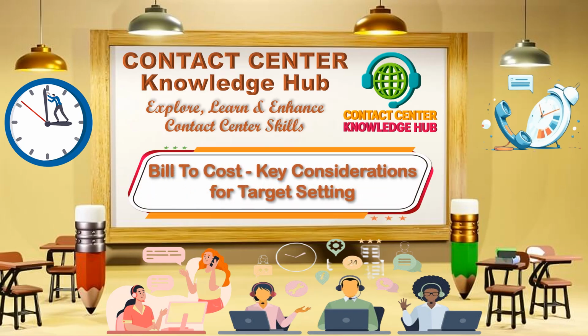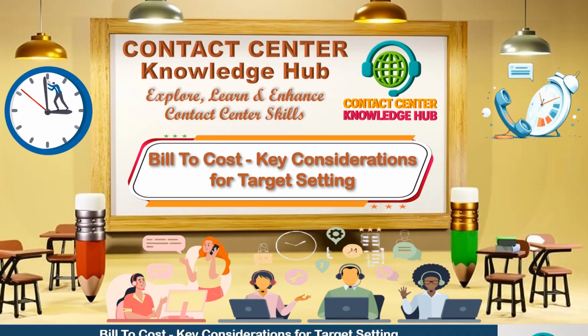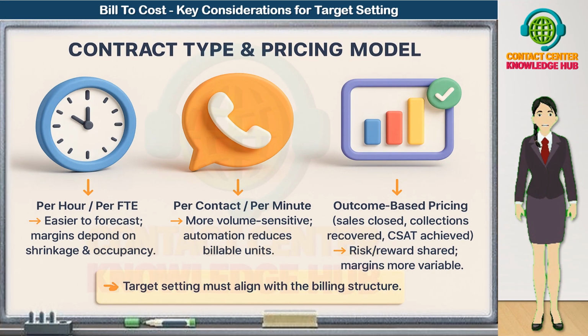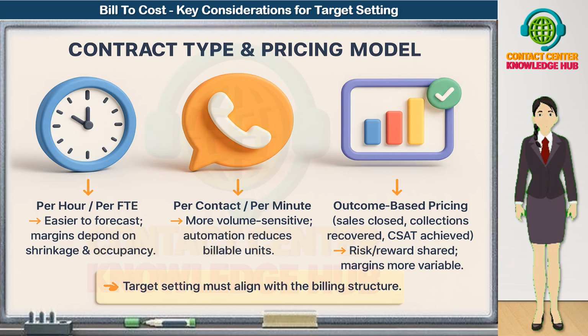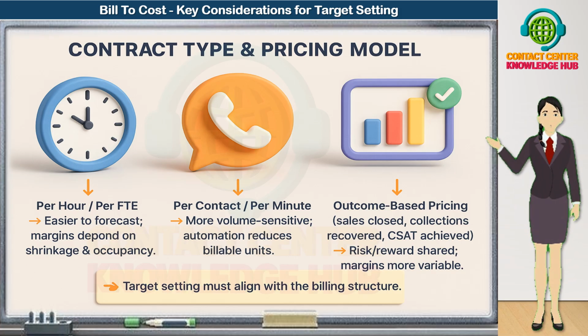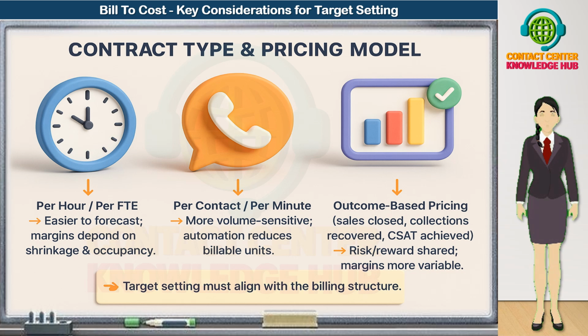Let's now discuss in detail the key considerations for target setting of build to cost in a contact center. Let's look at the key considerations for target setting of the build-to-cost ratio, starting with contract type and pricing model. The way a contract is priced has a direct impact on how margins are planned, protected, and measured.